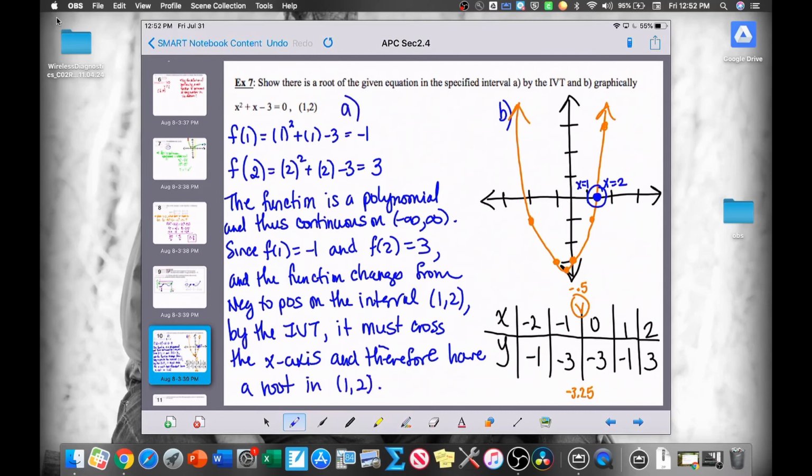Whenever we use a theorem in calculus, we always have to be able to back up our explanation with words. We have to be able to explain the math in words. So make sure that you understand the words that we just wrote down and how that is an explanation of why there is a root between x equals 1 and x equals 2, citing the intermediate value theorem.